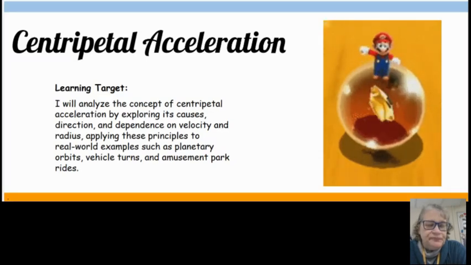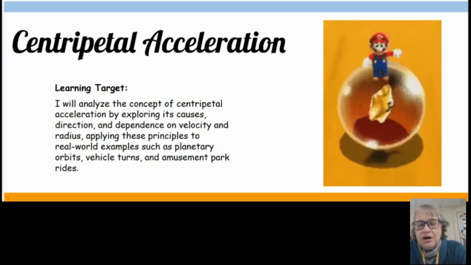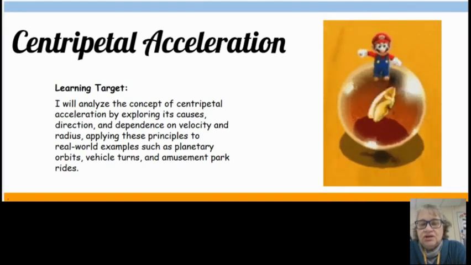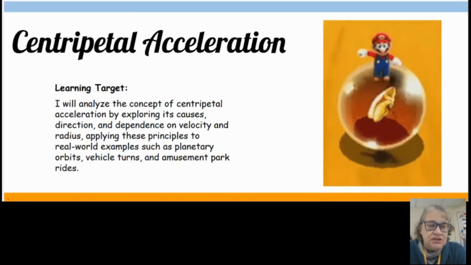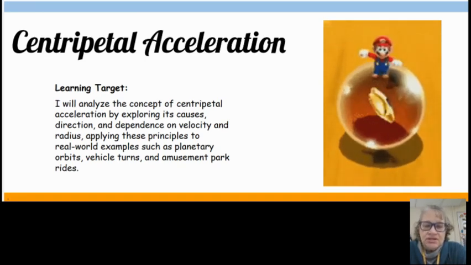Circular motion. So now let's talk about the acceleration when you're in circular motion. This has a special name. It's called centripetal acceleration.